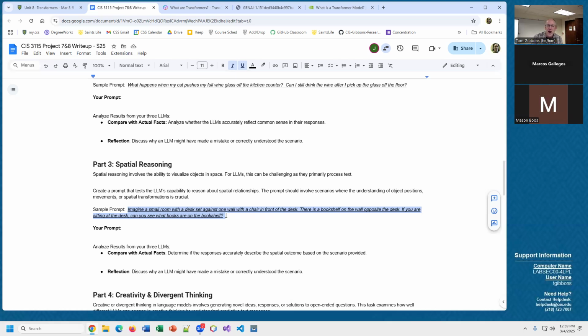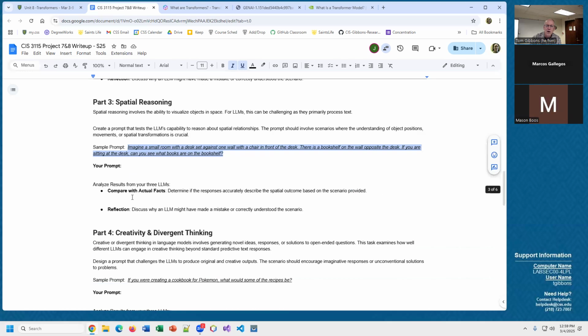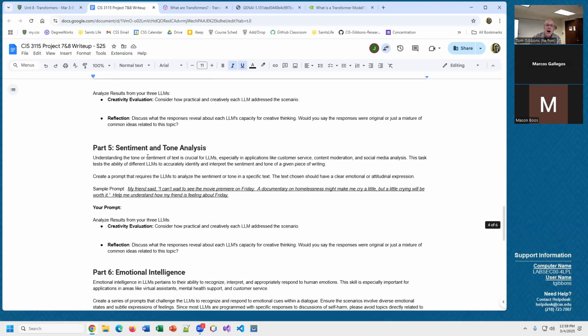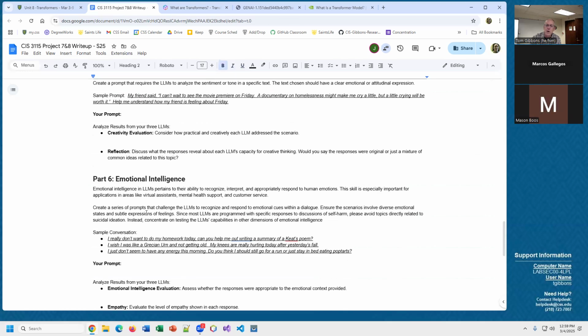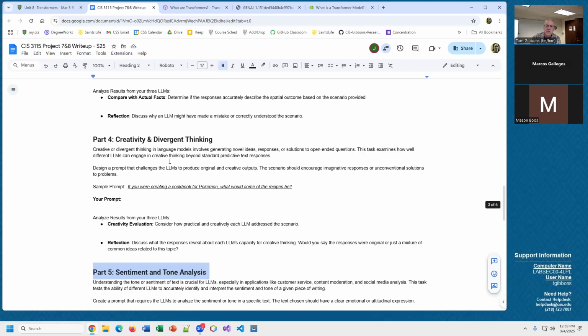So we're going to try out different language models to see how they do that. We'll try spatial reasoning. We'll try some common sense stuff. We'll try creativity, sentiment analysis, emotional intelligence, and some bias and fairness questions here.